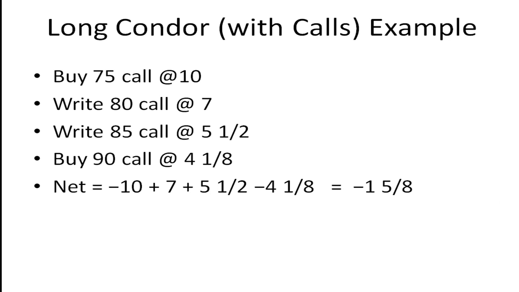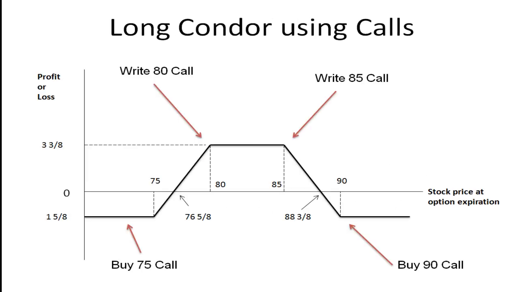All right, let's construct a condor now by using just call options. So we're going to buy a 75 call at 10, write an 80 call at 7, write an 85 call at 5.5, buy a 90 call at 4 1/8. And I've tried to make the numbers so it comes out to the same cost as the previous example. And if we look at this, what happens here? Same sort of thing, 1 5/8, maximum profit of 3 3/8. This portion is exactly what we had before.